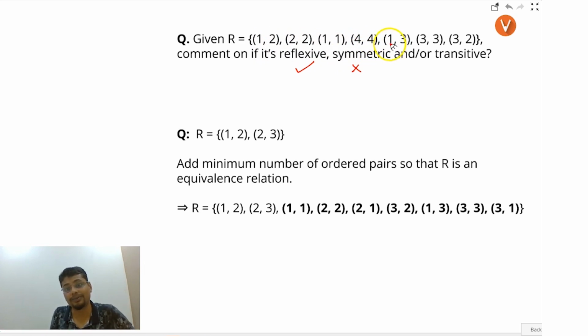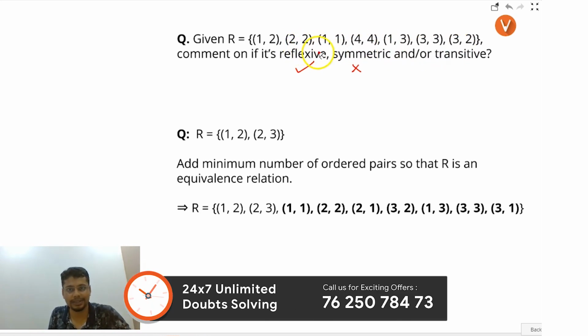All right. So 1 is related to 3 and 3 is related to 3. That means 1 should be related to 3. It is already there. 1 is related to 3 and 3 is related to 2. That means 1 should be related to 2 for a relation to be transitive. It is there here. So the 1 ones are done. Now for 2, 2 is related to 2 and is related to 2 only.